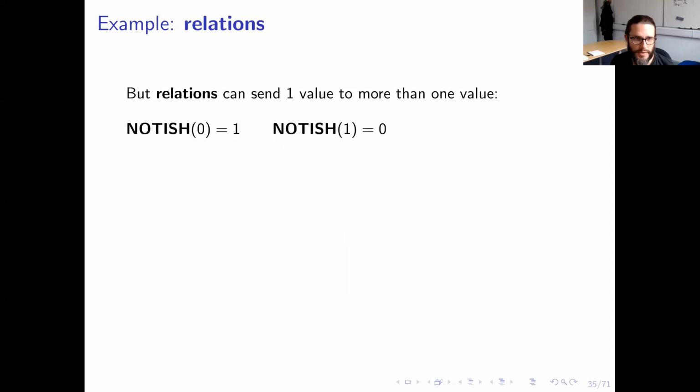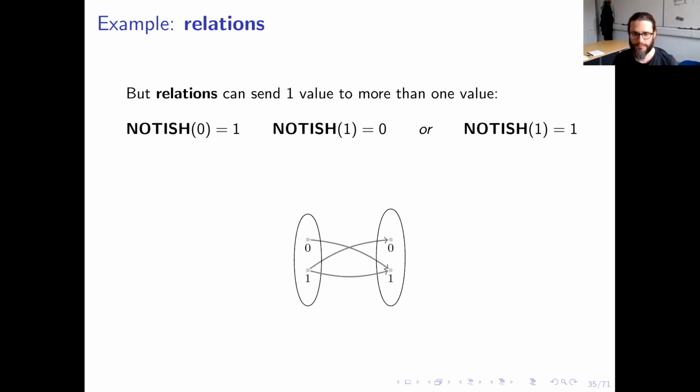But here's another thing which is a bit like a not gate. I call it the not-ish gate. If it takes in a 0, it gives me a 1. But if it takes in a 1, it either gives me a 0 or it gives me a 1. So maybe I have something which does what a not gate does, but sometimes it fails and just doesn't do anything at all.